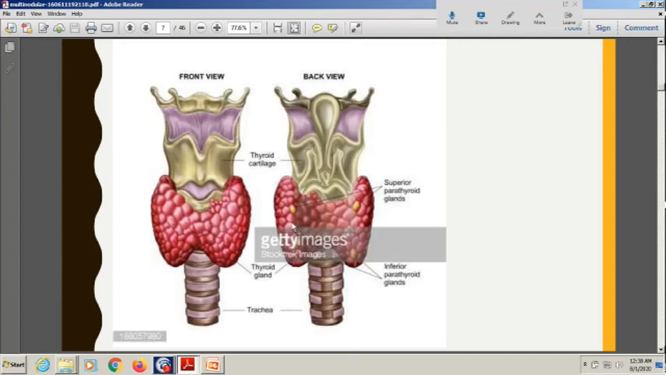But in a partial, we remove the whole involved lobe in which the lobules or nodules are formed. That part is excised, and the isthmus is also excised. We just retain the upper part or lower part of the gland, which is approximately 8 grams.